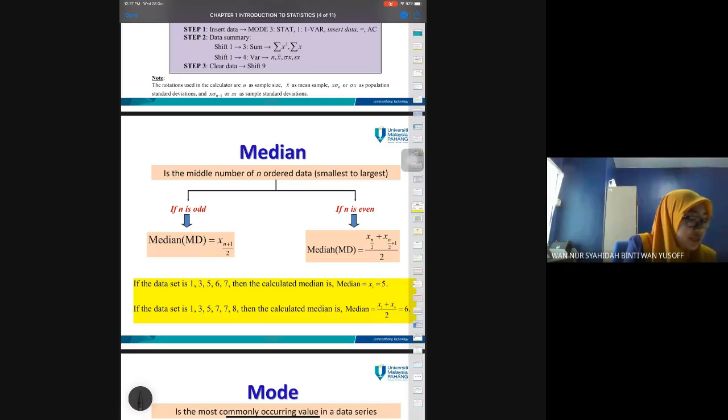That's why when we calculate the median, we have to order the data first, arranging it from the smallest to the largest, because here it is about the middle. We need to know which data or what value represents the middle of the data. So we have two different formulas for the median: first, when n is odd, and second, when n is even.